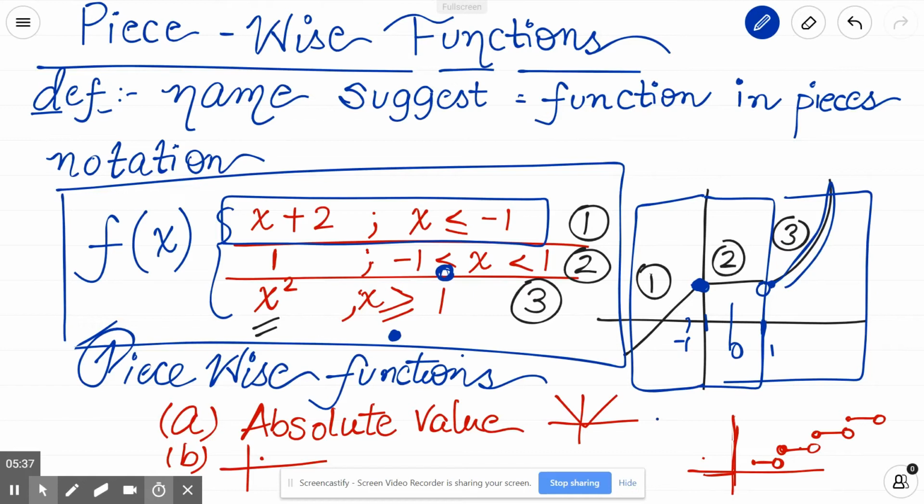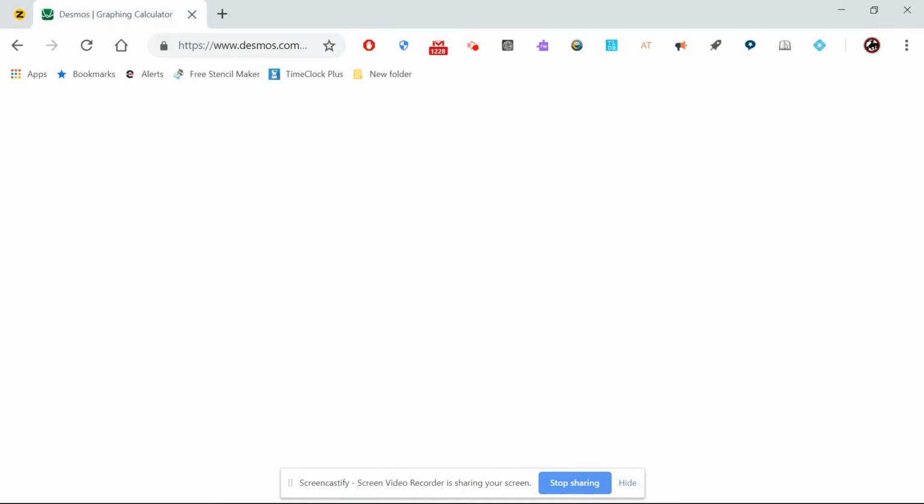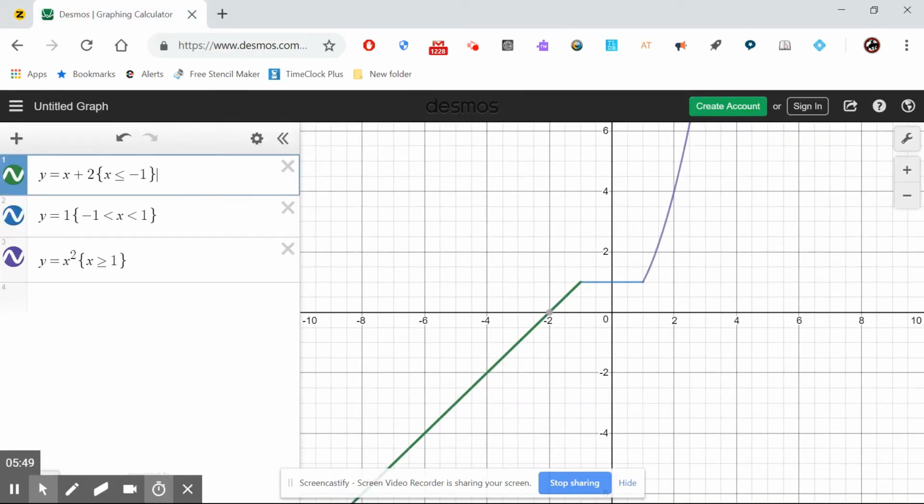So on the next screen here, I'm going to show you actually how to graph the piecewise functions on Desmos. So we will just make it a smaller screen. And as you can see, I have Desmos pulled up here. Now, just to save time, I already graphed the piecewise functions here for you. So hopefully you have the same function in your notebook written down.